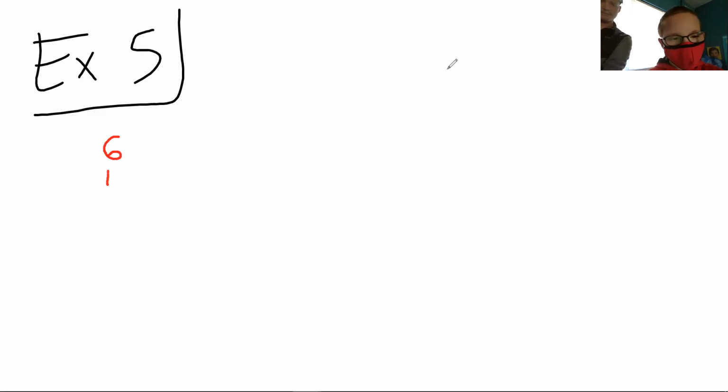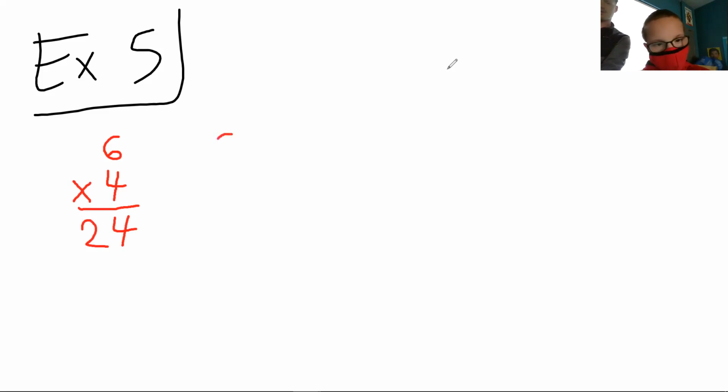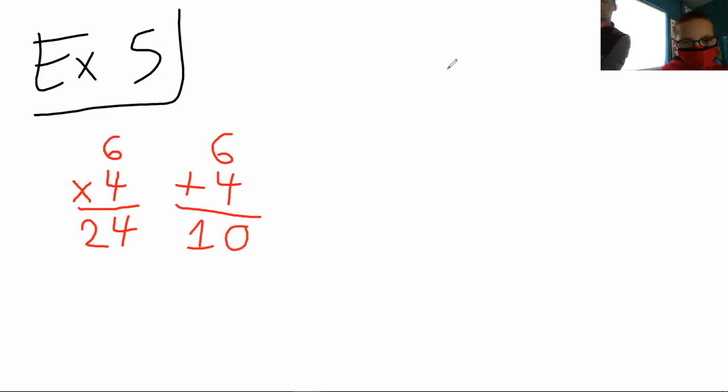So 6, 4, product, good. Product is multiplication. What's that going to be? 24. Yep. 6 times 4 is 24. Okay. And then we want the sum of 6 and 4. The sum of 6 and 4. Good. 10. Perfect. Okay. Now the whole problem says, what is the difference between all of that now.